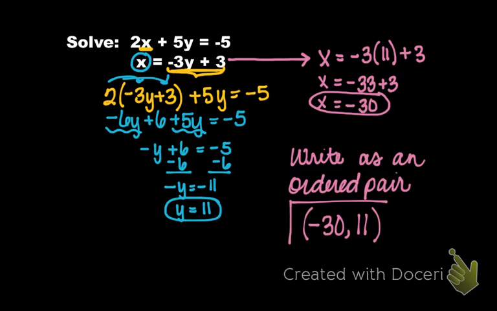If we were to graph these 2 lines, we would end up with a point of intersection at negative 30, positive 11. Okay? So that is the substitution method.